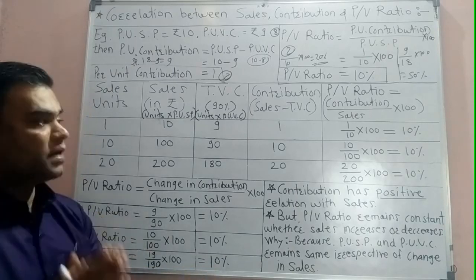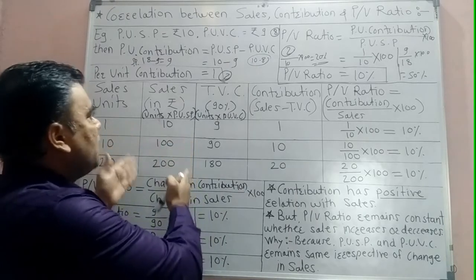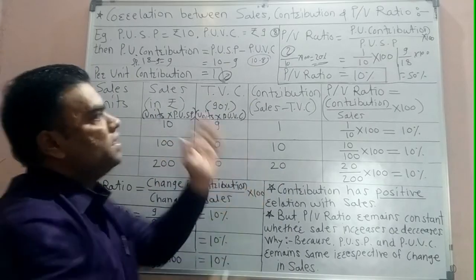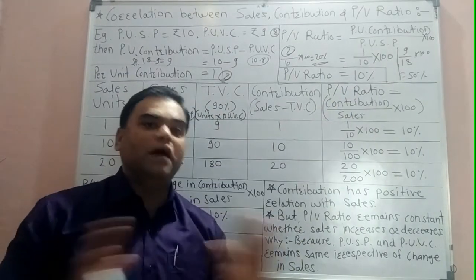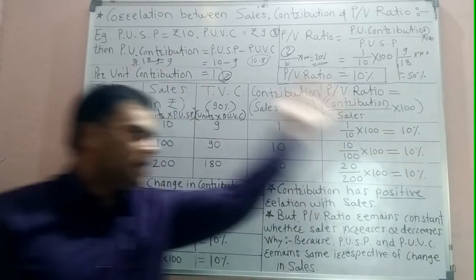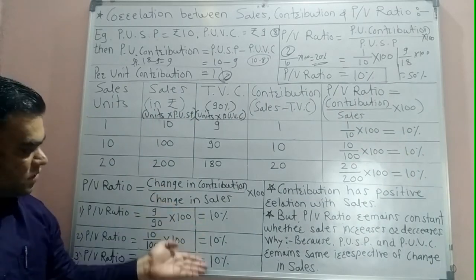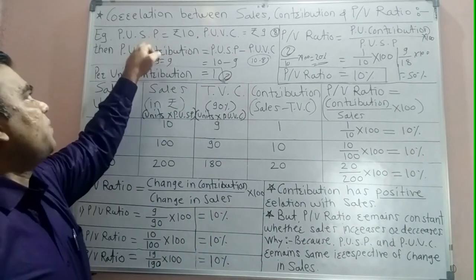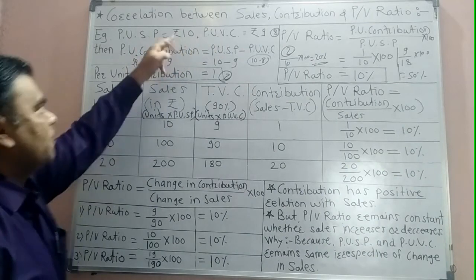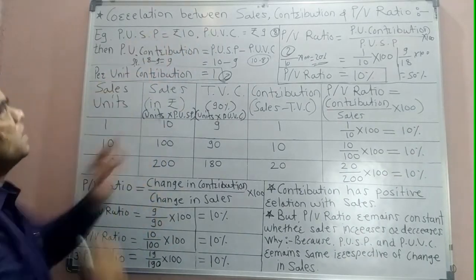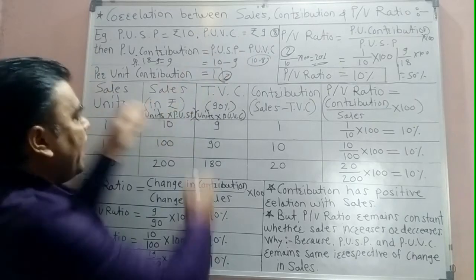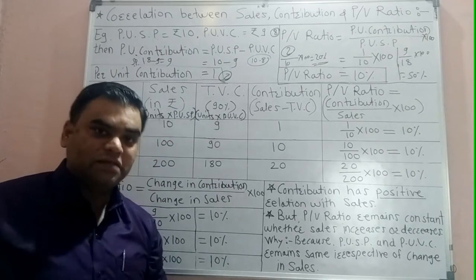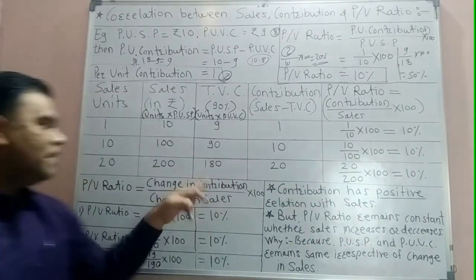Same. You can see whether we take total amounts of sales and contribution or changing amount of sales and contribution, our PV ratio will remain unchanged. We can see our PV ratio 10%, 10%, 10%. At changing figures also PV ratio is 10%, 10%, 10%. Why it happens? Because our per unit selling price was same, 10 at all levels. Per unit variable cost was 9 at all levels. So per unit selling price and per unit variable costs were unchanged. That's why PV ratio remained unchanged.